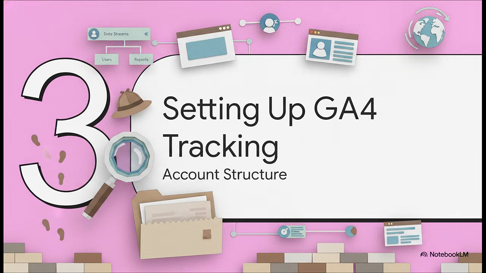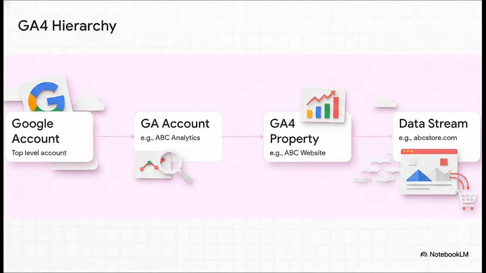All right, Module 3, Setting up GA4 Tracking. Now that we know what we're tracking, we've got to organize our setup. To make this administrative side of things visually digestible, let's just use the narrative of a fake business, the ABC online store. At the very top, you have your main Google account. Underneath that, you create your Google Analytics account. Let's call it ABC Analytics. Inside that account lives your GA4 property, which is the ABC website itself. And finally, the data actually flows into that property through a data stream, which is your actual website URL, like abcstore.com. Pretty clean, logical hierarchy, right?